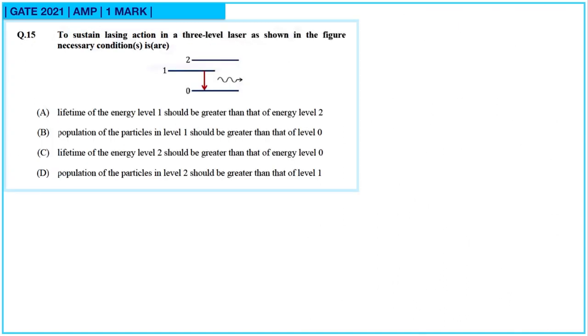Next question. To sustain lasing action in a 3-level laser as shown in the figure, the necessary conditions are: option A, lifetime of energy level 1 should be greater than that of energy level 2. Now this has to be a metastable state. For lasing action, this has to be a metastable state, so its lifetime should be greater than that of level 2. So option A is correct.